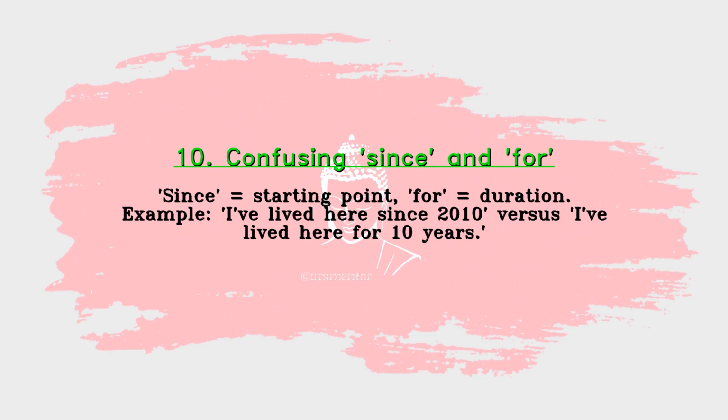10. Confusing since and for. Since equals starting point, for equals duration. Example: I've lived here since 2010 versus I've lived here for 10 years.